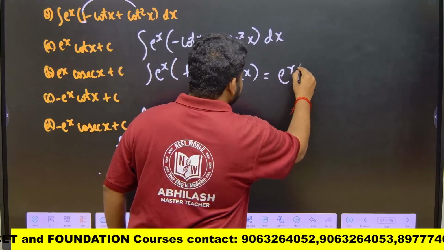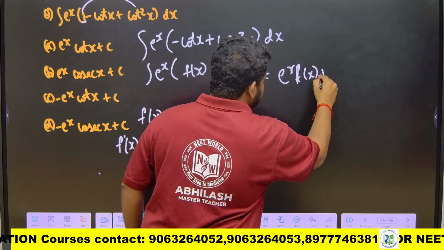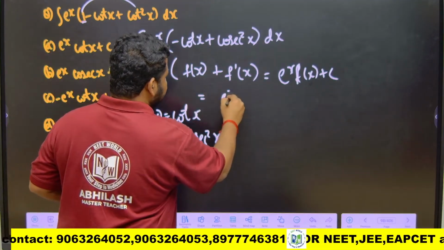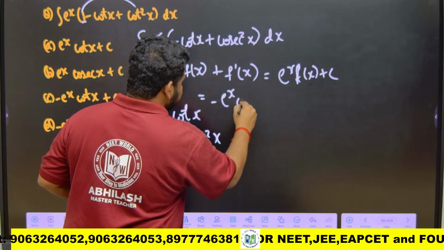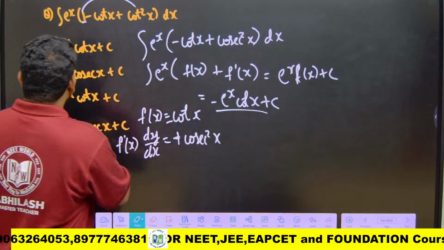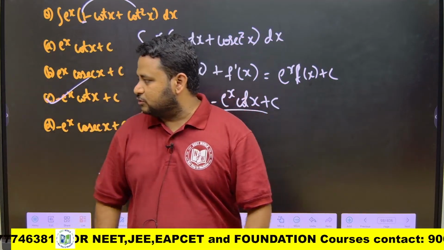e power x f of x plus c. Here f of x is what, friends? f of x is minus cot x. So the answer will be e power x times minus cot x, that is, minus e power x cot x plus c. Which is the option? Option C is the right answer to this question.